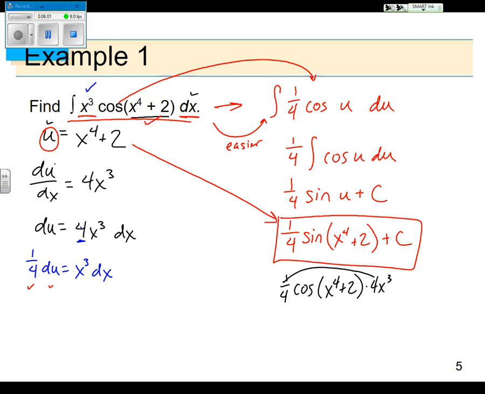The 4 and the 1/4 cancel. Look what I'm left with: cosine of this times x cubed, which is exactly what I started with up here at the top. Okay, so it does work, and it's an easy check on all these.